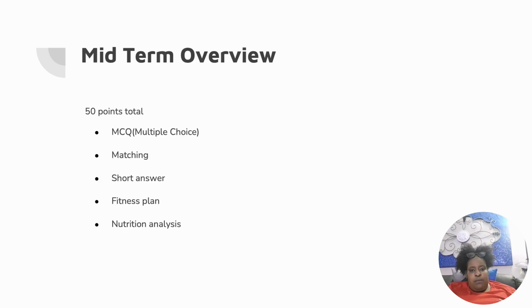The midterm overview: 50 points total. It's multiple choice, matching, and short answer. It's going to have some questions about fitness plans and nutrition analysis. Students, please be prepared to answer these questions in depth. You're going to have to be very detailed, especially on the short answer questions about fitness plans and nutrition analysis as well.